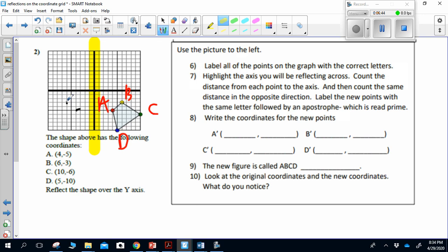So there's B prime. And then to get to C, 10 to the right, 6 down. To get to C prime, 10 to the left, 6 down. And finally, D is 5 to the right, 10 down. So 5 to the left, 10 down. And here is my new, oh, this is horrible.